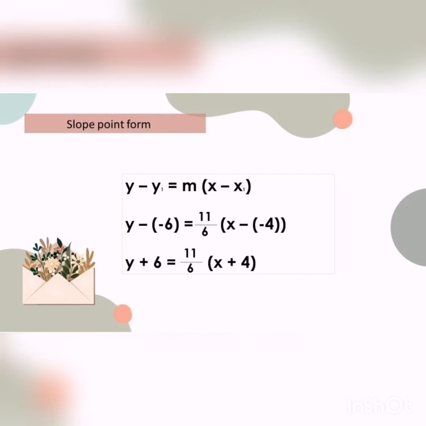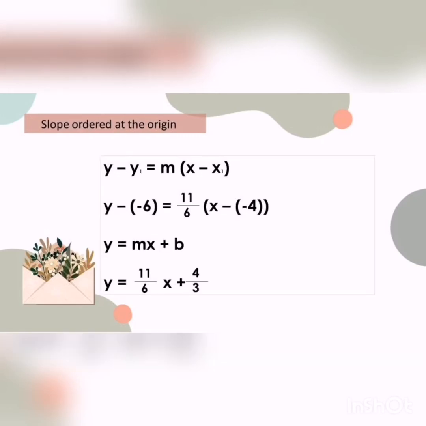Now we will use the equations of the line that represent the takeoff. Slope point. The formula for the slope point is y minus y1 equals m times (x minus x1). Now we replace the values with those of the given coordinates. Only the values change from negative to positive, and that's all, we have our slope point result. Slope ordered at the origin. The formula for this one is y equals mx plus b. What it will be is y equals 11/6 x plus 4/3.